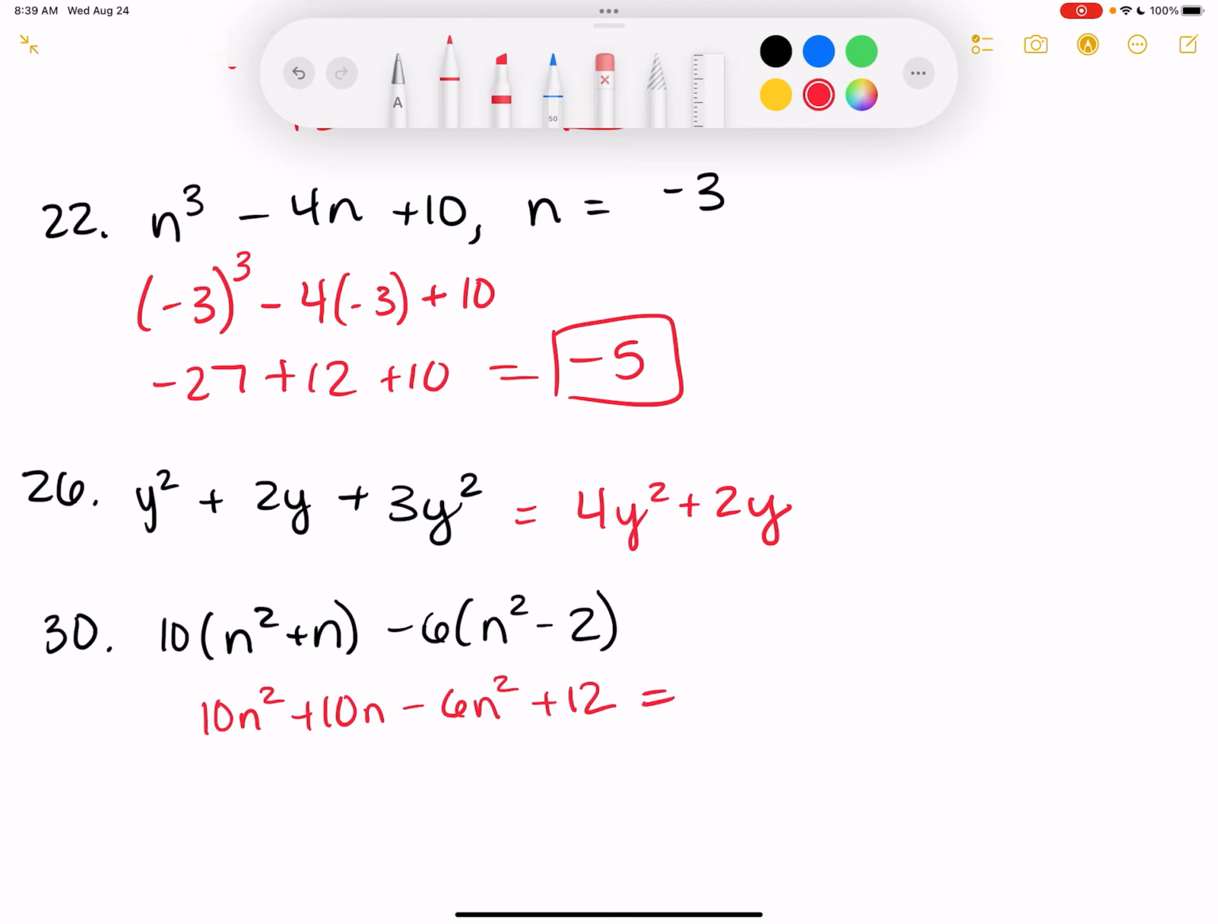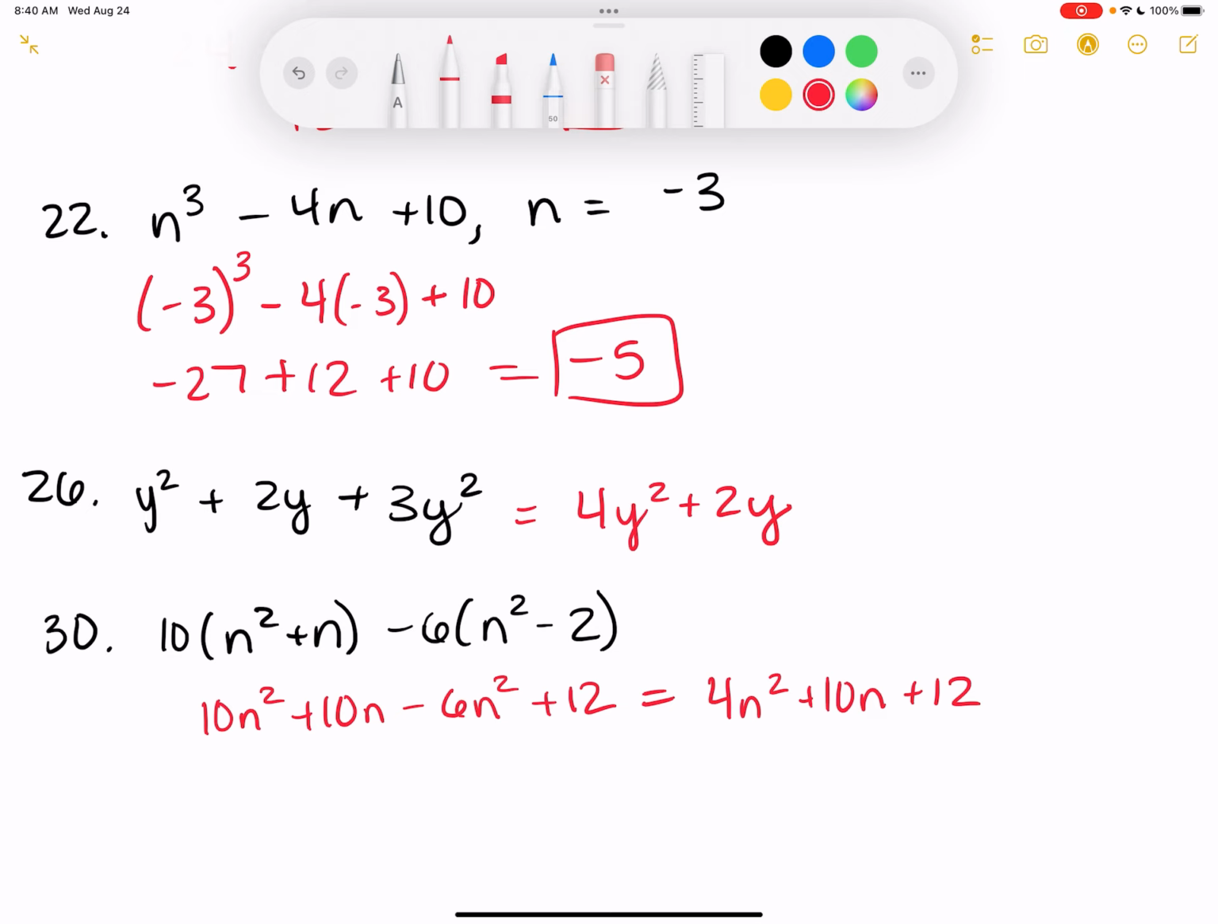And then what would my final answer be? 4n squared plus 10n plus 12. I can't add. Wait. I think you're looking at the original problem. Or you didn't multiply the 6 and the 2, is possibly what happened. Oh, yeah. So you just left that 2 all by itself. Yeah, it's lonely. It wants friends.